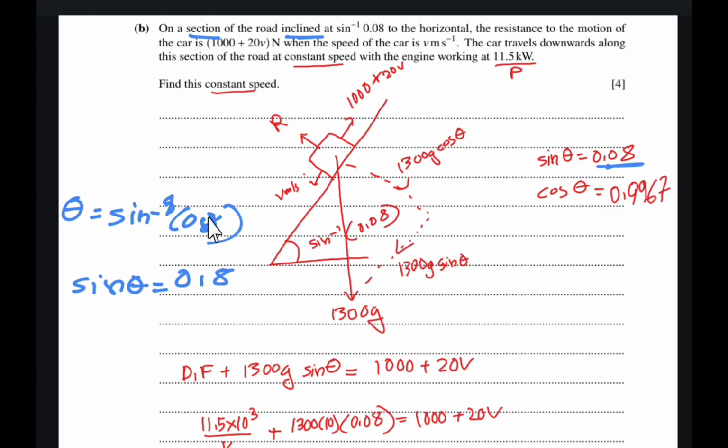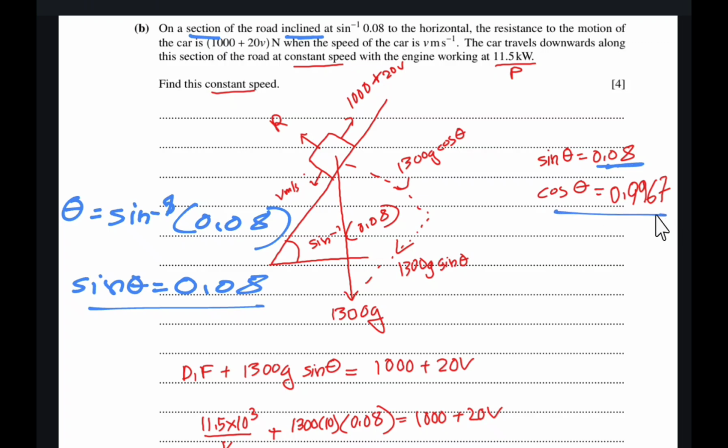So sine theta would be 0.08. We know the value of sine theta. The value of cos theta, after calculating, comes to be 0.9967.